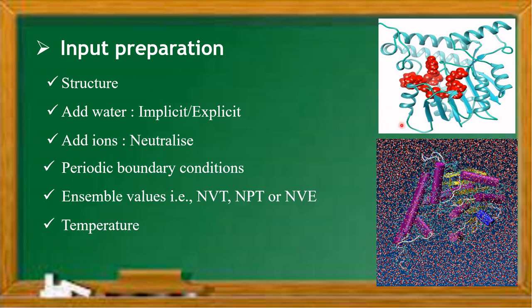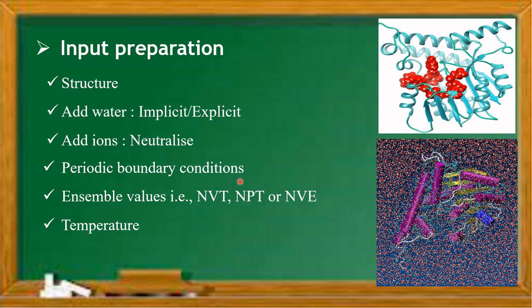Basically the steps involve taking a good input structure, then adding the water molecules around it implicitly or explicitly, and then adding ions to neutralize the protein. Generally the proteins are in a neutral environment, that is at pH 7. Because these are charged atoms and molecules, they may have a positive or negative charge, so in order to neutralize the charge, we need to add the required ions. They can be either sodium ions, chloride ions, or potassium, etc.